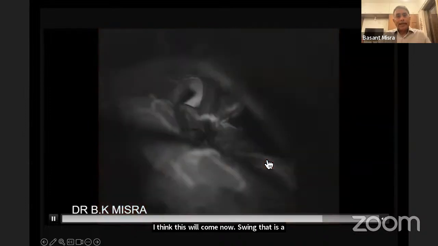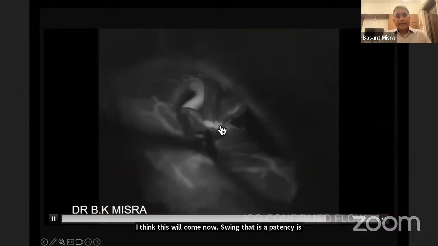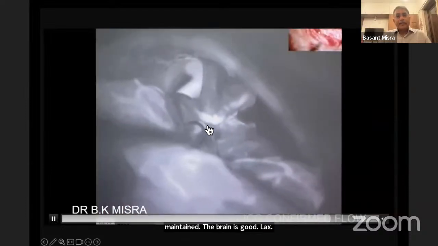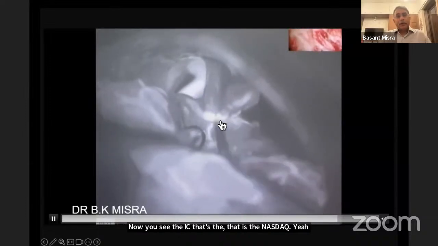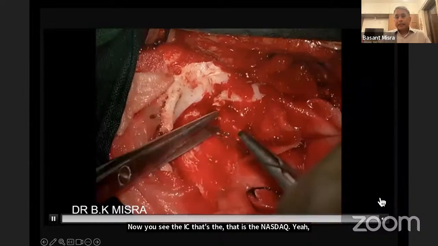The brain is good, lax. Now you see the ICG. That is the end-to-end anastomosis of the PICA artery. The PICA branch there, which had got cut and injured, and then the routine things.